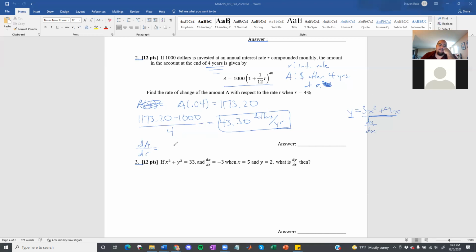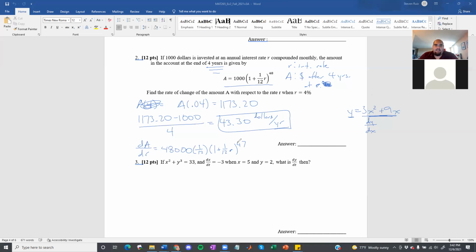Okay, so then the derivative would be 48,000 times 1/12, and then times the inner function, which is just 1 plus 1/12 R to the 47th. Okay. So once you have that, then you set R equal to 0.04 and you got it. Dang it.